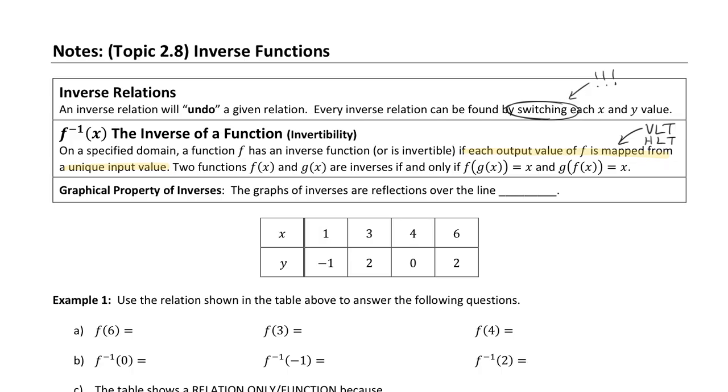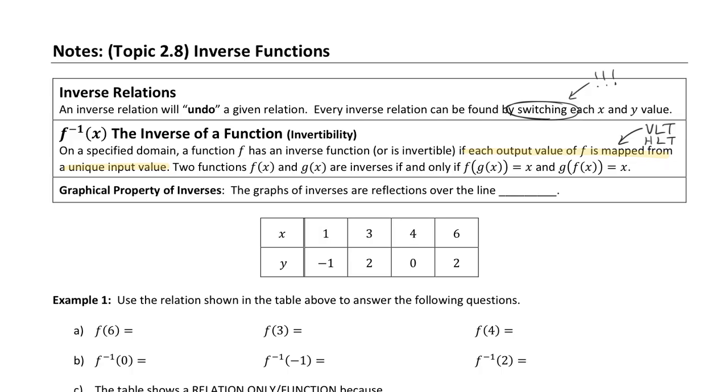But we can't say it like that. I need us to use the definition of an inverse function, which is right here in the yellow. So we're going to be writing this definition over and over again today. And if you're getting stuck and you're like, where is this coming from? It's the definition of a one-to-one function where each output value is mapped from a unique input value.